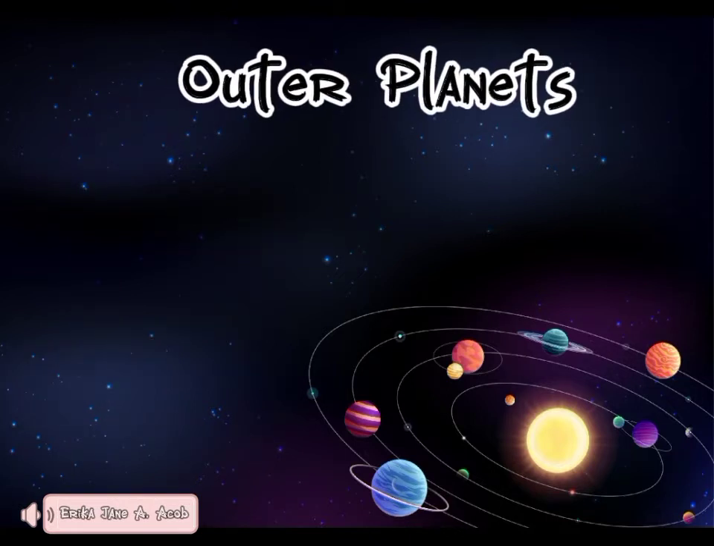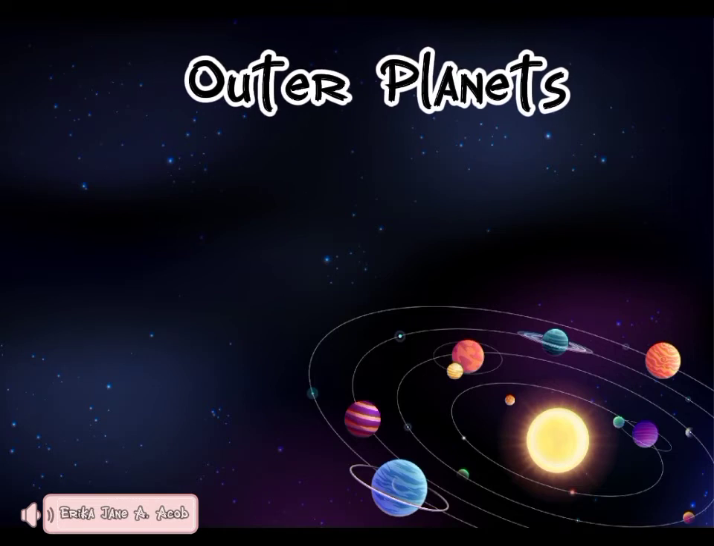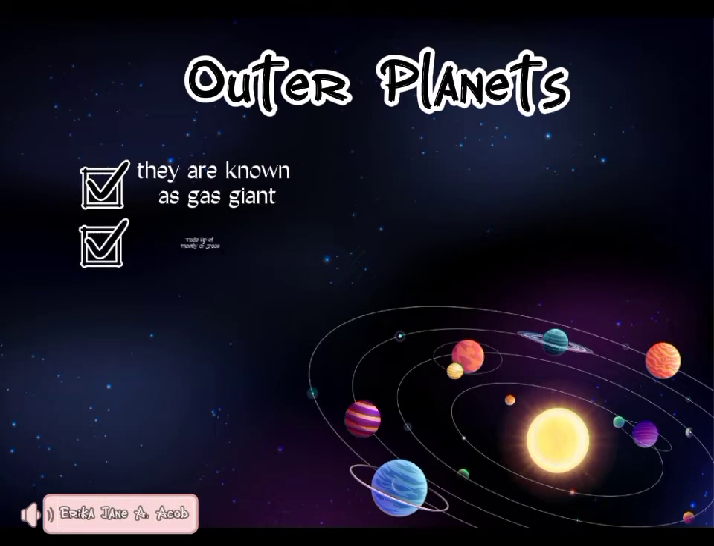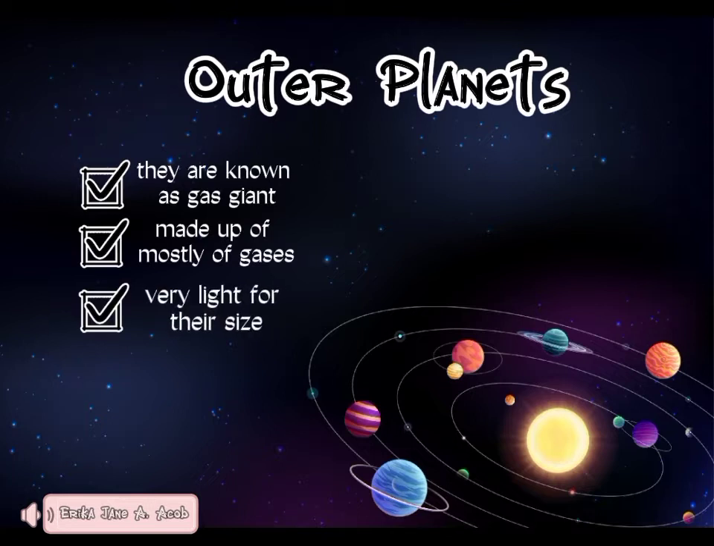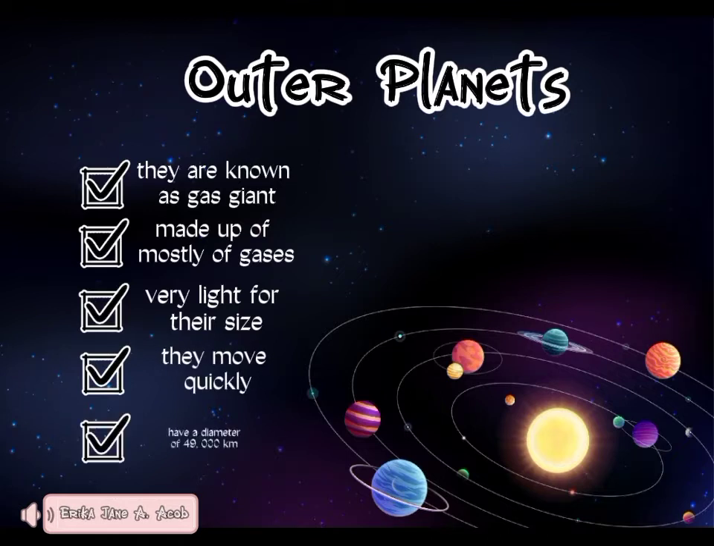While outer planets are those planets that are made up mostly of gases. That's why they are also known as gas giants. They are Jupiter, Saturn, Uranus, and Neptune. Outer planets also are very light for their size. They move quickly in space and have a diameter of 49,000 kilometers or greater.